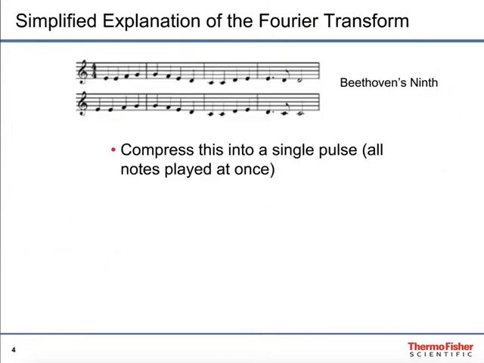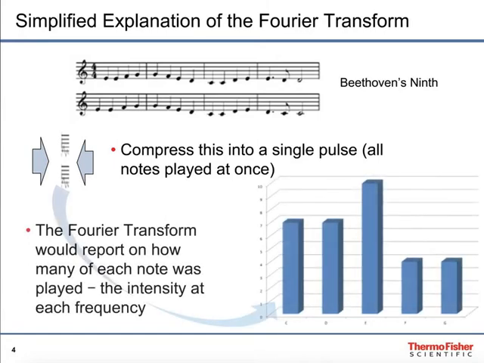As a highly simplified explanation of the Fourier transform, let's consider Beethoven's Ninth, shown here, highly simplified, just the melody. Compress this all down into a single pulse such that every note you saw on those upper lines are now compressed and played all at once. If we then applied the Fourier transform to it, this would report on how many times each note was played, or the intensity at each frequency.